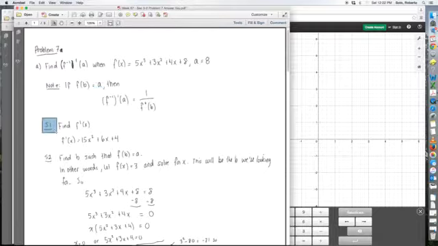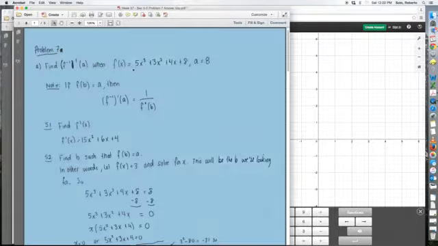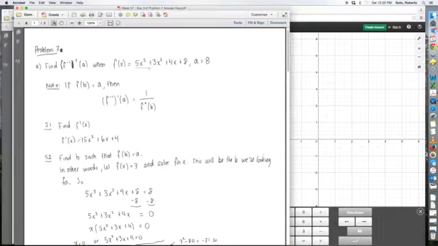Step number 1, first find the derivative of f. This is something you guys can do. You know the derivative of 5x cubed is 15x squared. You know the derivative of 3x squared is 6x. You know the derivative of 4x is 4. You know the derivative of 8 is 0. And so right here you'll see this is the derivative of f. Okay. Now comes the thing that's a little bit more difficult, but that you need.